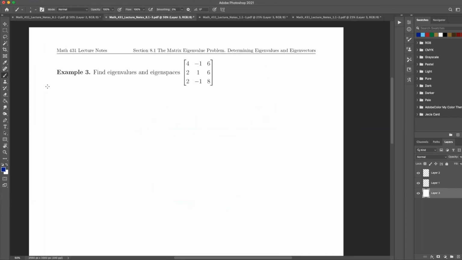All right. So the first step, step 1, we're going to take the determinant of the matrix 4 minus lambda, -1, 6; 2, 1 minus lambda, 6; and 2, -1, 8 minus lambda. We're going to set this equal to 0. So we're going to find this determinant.